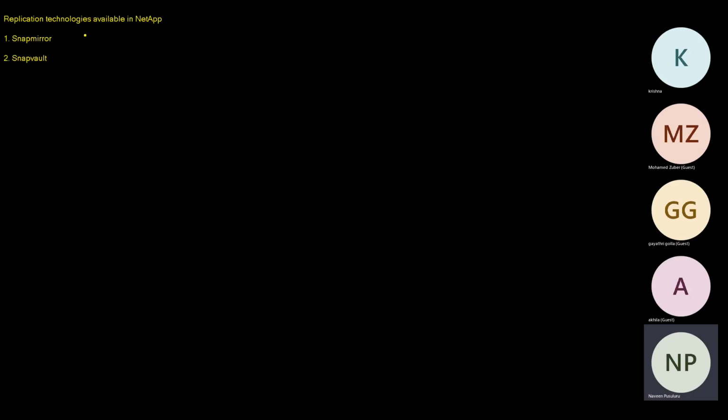SnapMirror we can use for DR, disaster recovery. We can use it for replicating the data, or we can use it to migrate the data. We can use SnapMirror for all these three purposes: disaster recovery, replicating the data from one location to another location, or moving the data from one location to another.